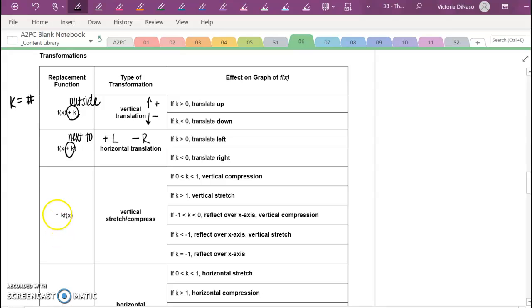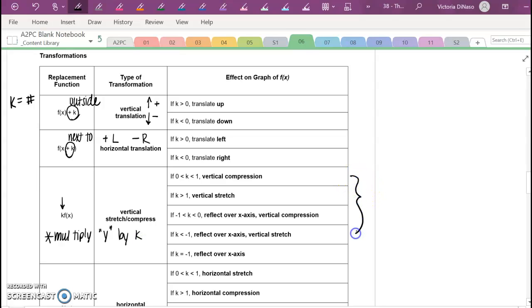After that, we have k, and it's going to be right in front of the entire function. So notice that it's multiplied by whatever that function is. So when we have that right in front of the function, what you're going to do is multiply only your y by k. So you're like, all right, I don't know what y is.